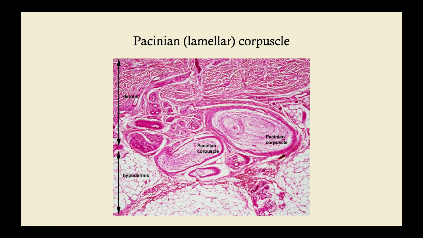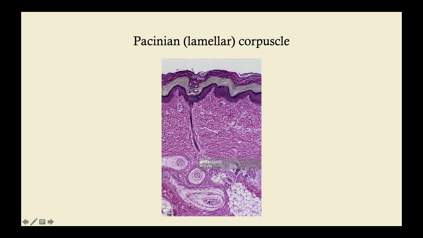This is a Pacinian or lamellar corpuscle, which respond to pressure and vibration. And these are really obvious. They're very deep in the dermis. You can see they come all the way down to the hypodermis, or close to it. And they're very obvious because they look like onions. So you can see here this kind of onion skinning. Again, right here, very, very clear.